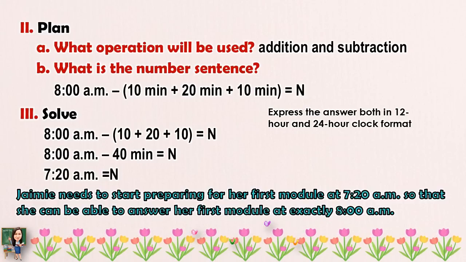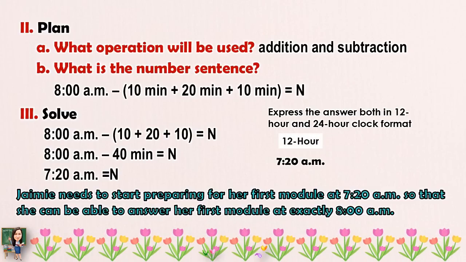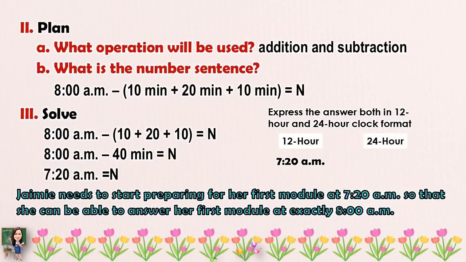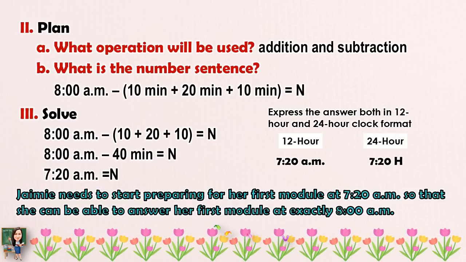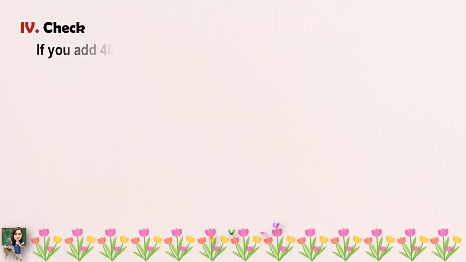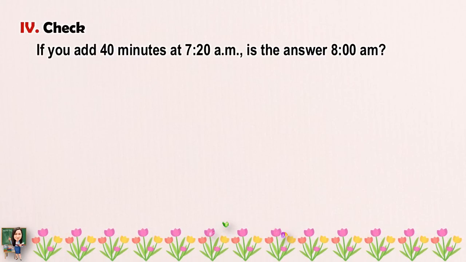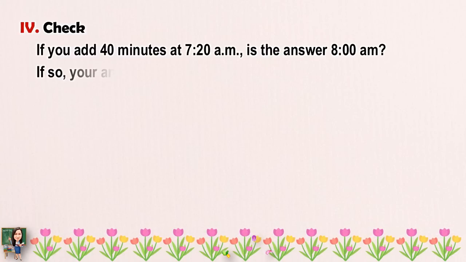Now, express the answer both in 12-hour and 24-hour clock format. In 12-hour, the time is 7:20 a.m. In 24-hour, the time is 0720 hours. And the fourth step is to check. If you add 40 minutes to 7:20 a.m., is the answer 8 o'clock a.m.? If so, your answer is correct.